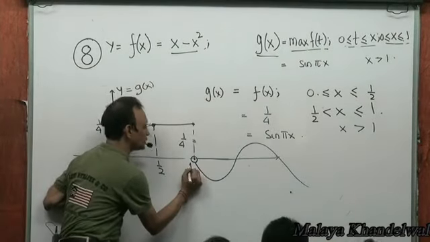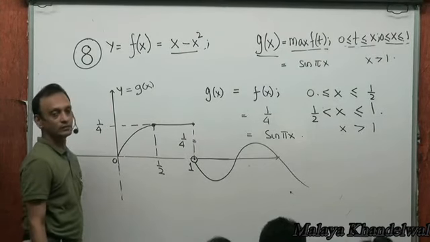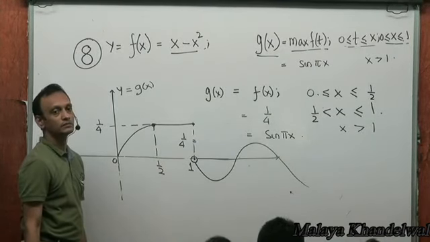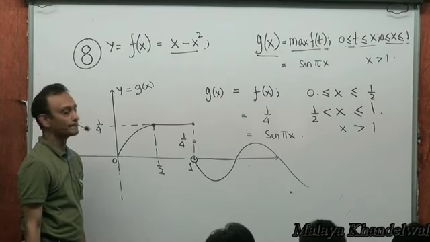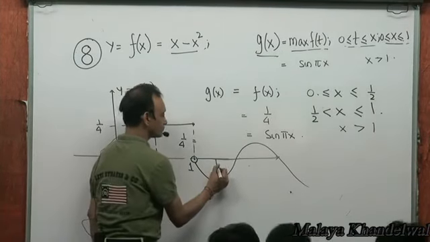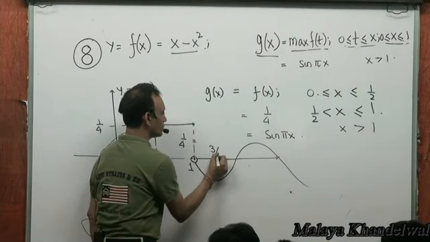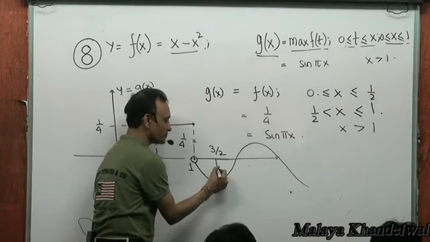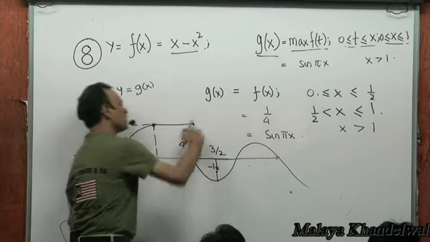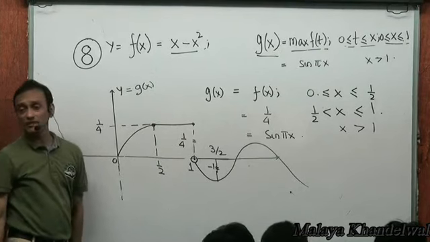This is x equal to 1. At x equal to 3 by 2, it will be sine 3 pi by 2, so it will be minus 1, and so on and so forth. After that, of course, there is no issue. This is the graph.